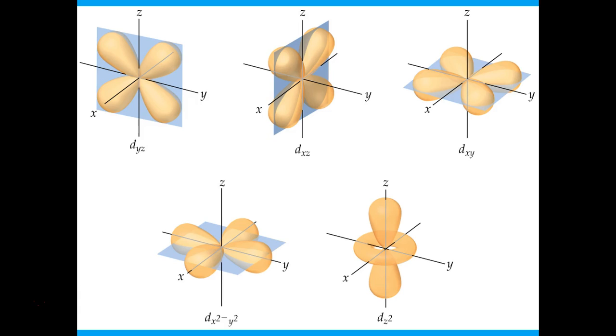Notice there are 5 different orbitals here, so they've got different names based on the planes that they're lined up with. This one is lined up with the YZ plane. This one is lined up with the XZ plane. This one is lined up with the XY plane. This one is kind of rotated on the Y and X plane. And then this one is completely different. All right, so these are the different shapes that we get here.